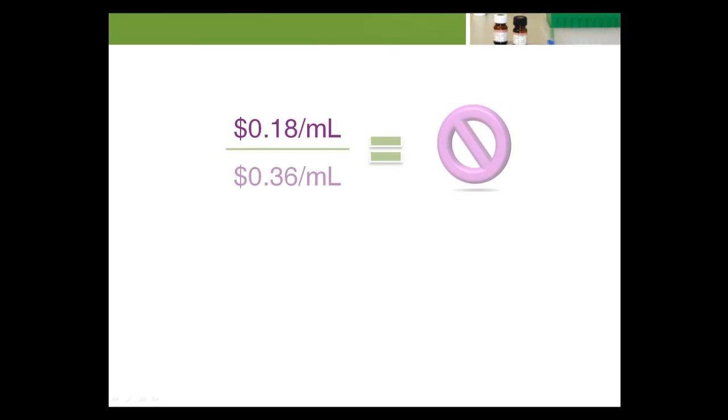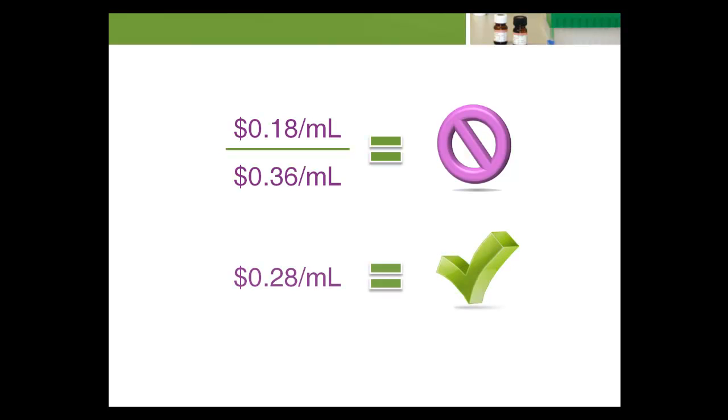Consequently, if the laboratory paid 18 cents per milliliter for the product, their actual cost, based on usage, is 36 cents per milliliter. A better purchase choice would have been a more expensive quality control product, 28 cents per milliliter, that offered a 10-day shelf life stability for all analytes.